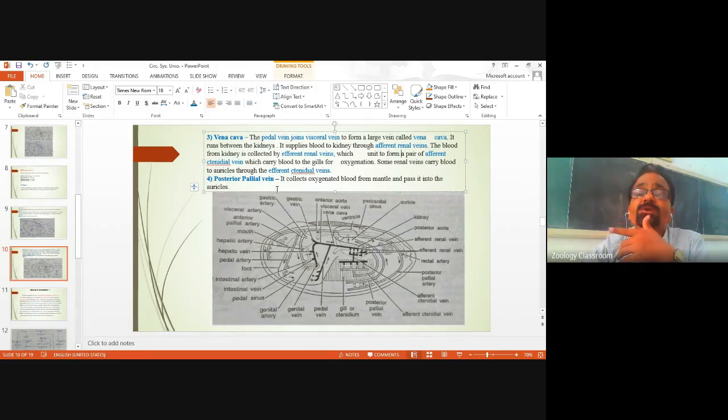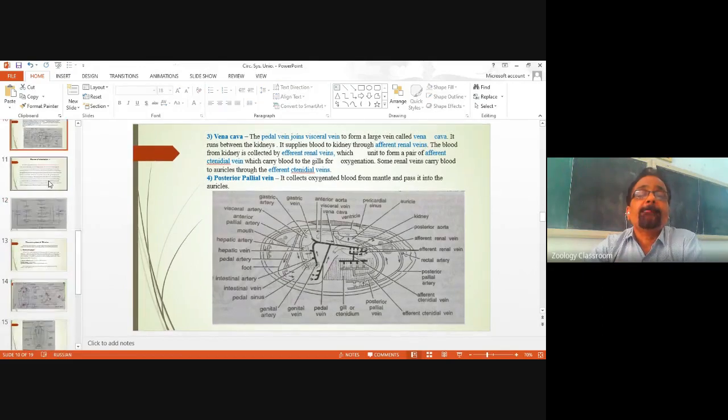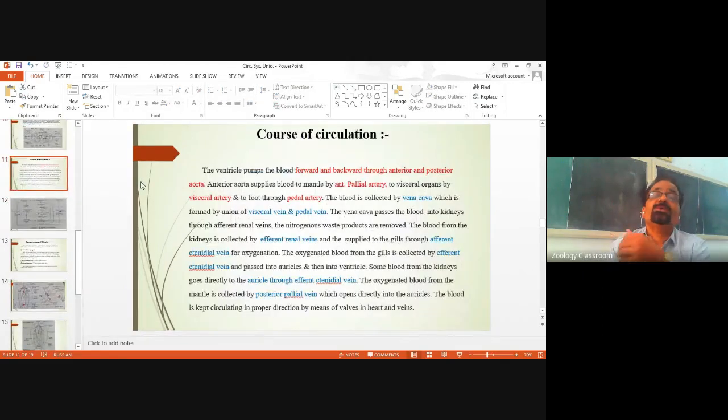Finally, it is going into the auricle. Okay. See. Now, the course of circulation. Now, one by one, we will be discussing this. Now, what is the role of the ventricle?